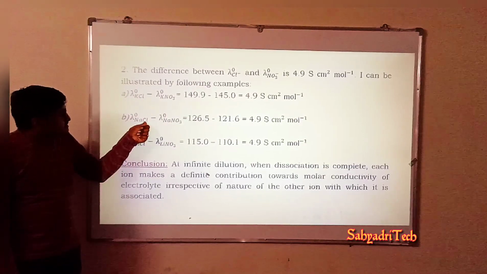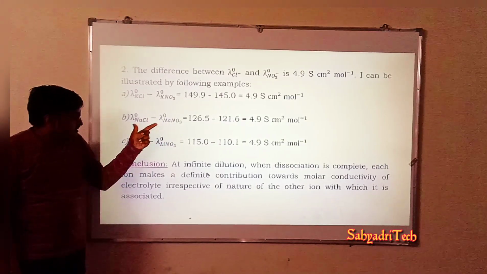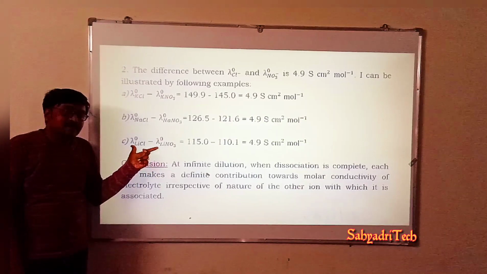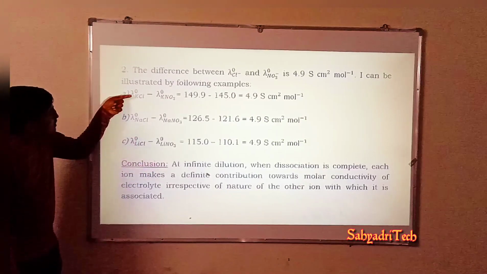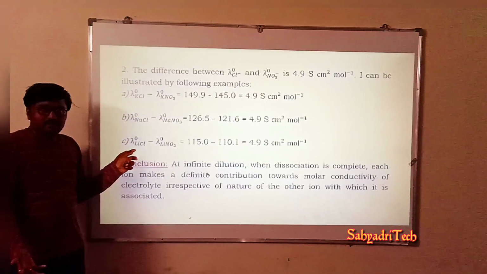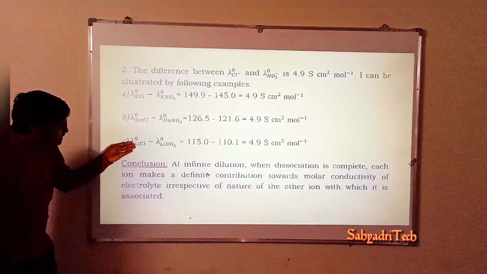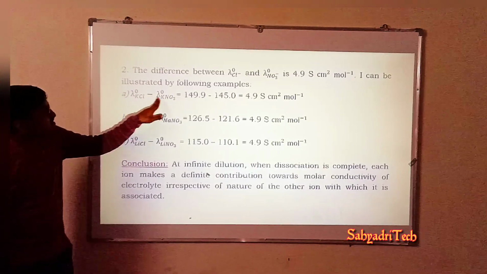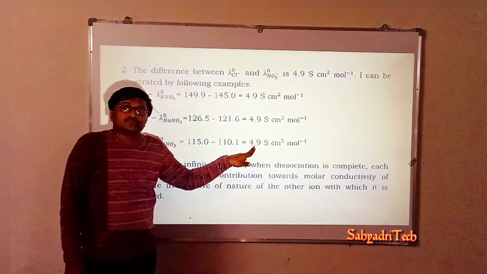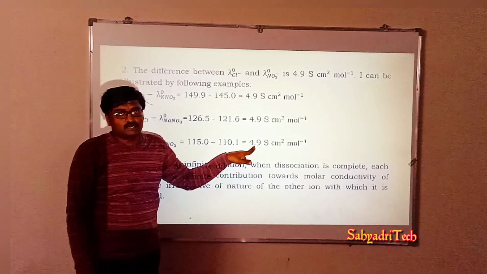In the second set, Cl minus and NO3 minus ions are associated with the sodium ion. In the third set, Cl minus and NO3 minus ions are associated with the lithium ion. So, potassium ion, sodium ion and lithium ion are different. Their properties are different. But irrespective of the nature of the other ion, Cl minus and NO3 minus are going to give a definite, fixed contribution towards molar conductivity.